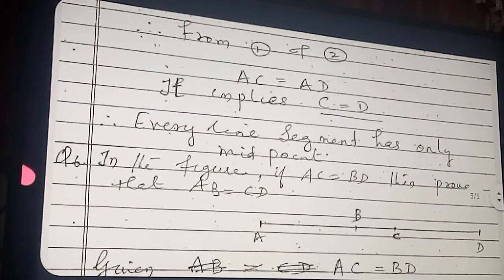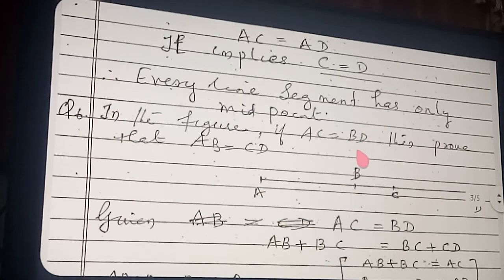Now, question number 6. Listen here. In the figure, if AC is equal to BD, then prove that AB is equal to CD. What is given in the question? If AC and BD are equal, then we want to prove that AB is equal to CD. So here listen, AC is equal to BD. AC equal to BD is already given in the question. We take it as given.